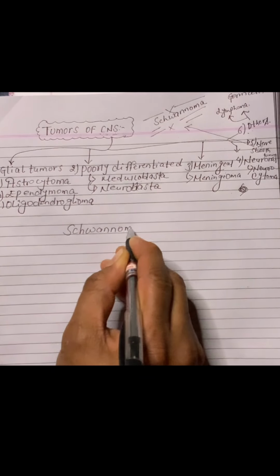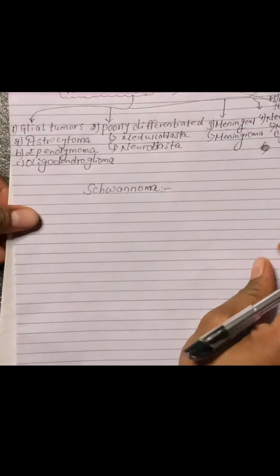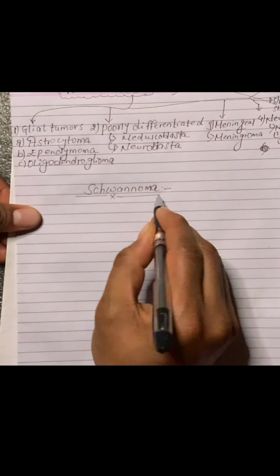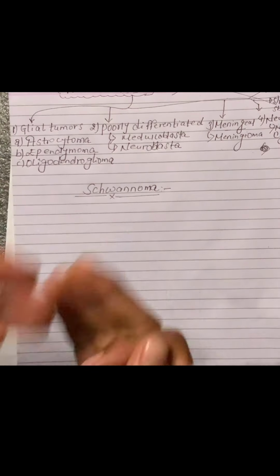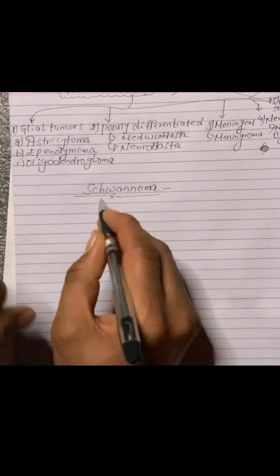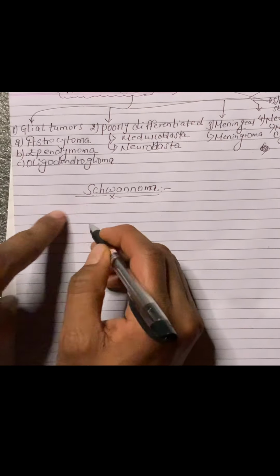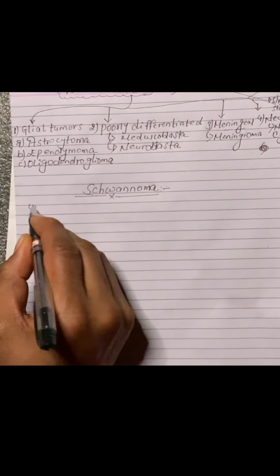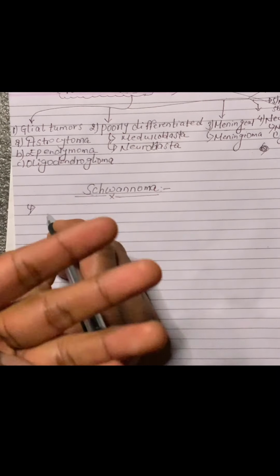Schwannoma, schwannoma. Okay guys, so what are the types of questions they can ask about schwannoma, apart from the classification of tumors of the central nervous system? As you know, this is a tumor of the Schwann cell, a nerve cell tumor, right? So first of all, we will have to write a definition: how this is occurring, or where it arises.